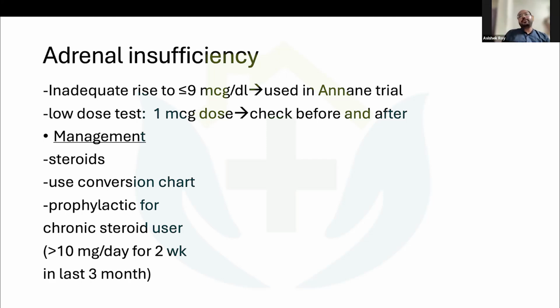Some say 10 mg per day for at least 2 weeks within the last 3 months. But the main motto that we have to remember is 5 to 10 mg per day for at least 2 weeks within the last 3 months. That's the definition of a patient who is dependent on steroids.